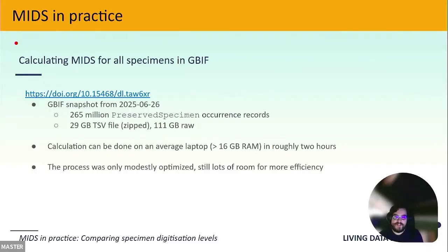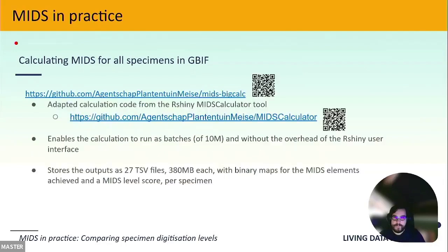So we took a snapshot of GBIF using the SQL API, occurrence view, resulting in around 265 million preserved specimen records. So that's occurrence records with basis of record equal to preserved specimen. This results in quite a big data file, but the calculation itself was rather efficient and can be run on one single laptop if it has at least more than 16 gigs of RAM. And it took about 2 hours, but there's still lots of room for improved efficiency in this matter.